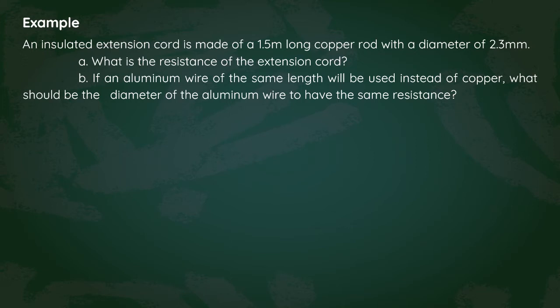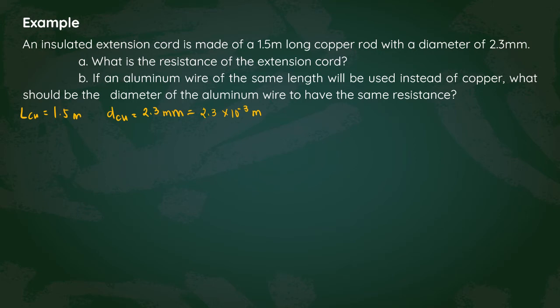So let's look into our given values. What are the given values in the problem? We have the length of the copper wire, which is given at 1.5 meters. Then you have the diameter of the copper, which is 2.3 millimeters, which, if expressed in meters, is 2.3 times 10 raised to negative 3 meters.